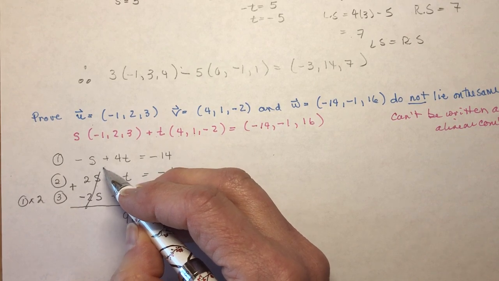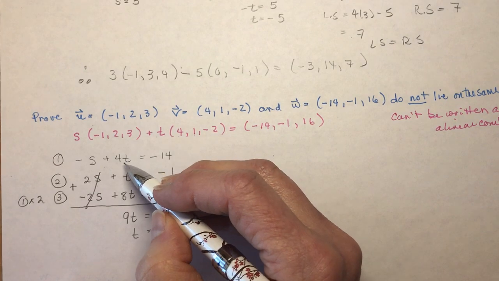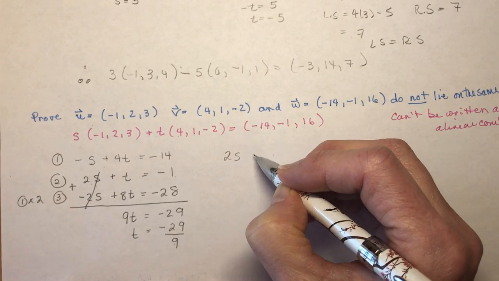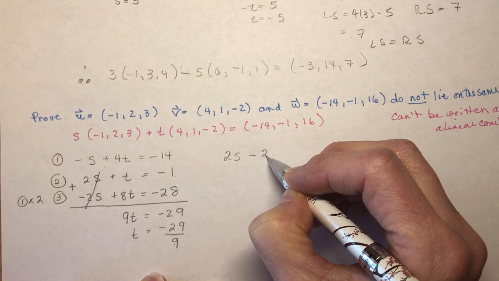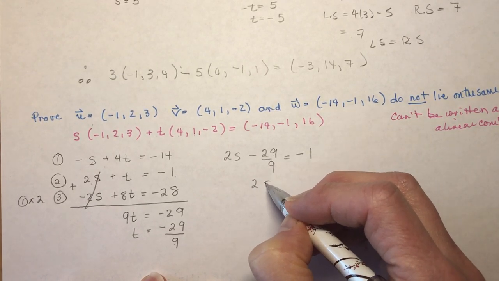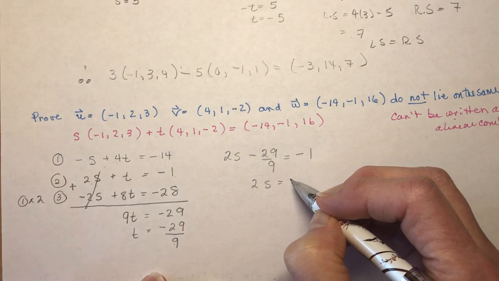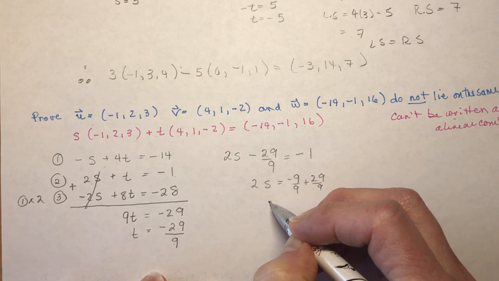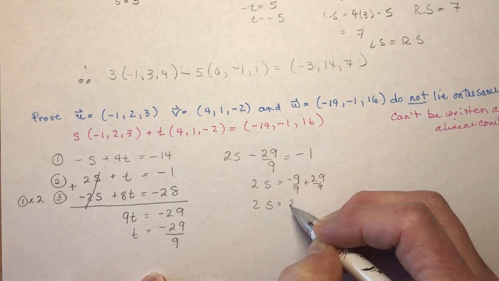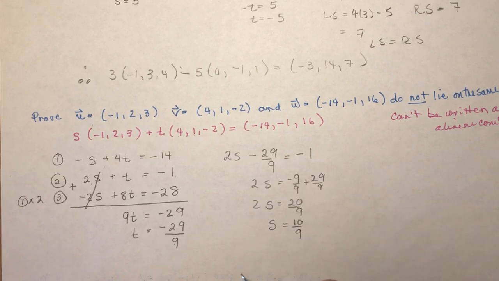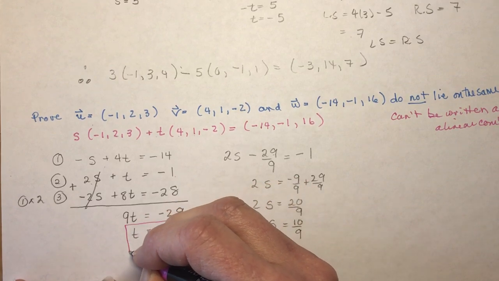I'm going to plug it into this equation because 2s, I don't have to do anything. T is minus 29 over 9 equals negative 1. So 2s equals minus 1, so that's minus 9 over 9, plus 29 over 9. So 2s equals 20 over 9. And that means S is going to be 10 over 9. Okay, so now I have my two constants or scalar multiples identified.